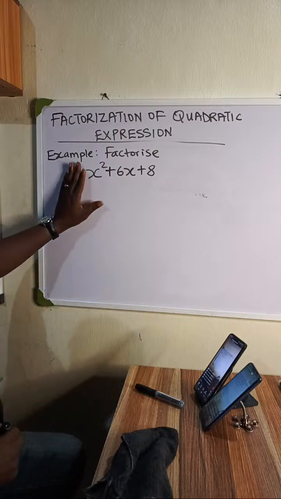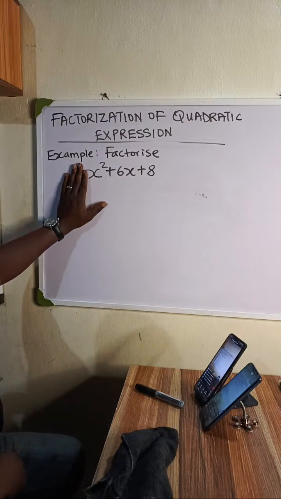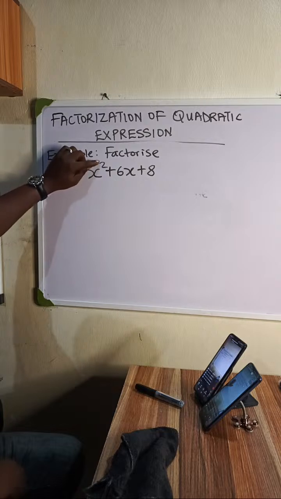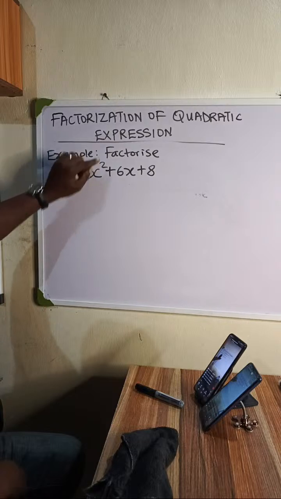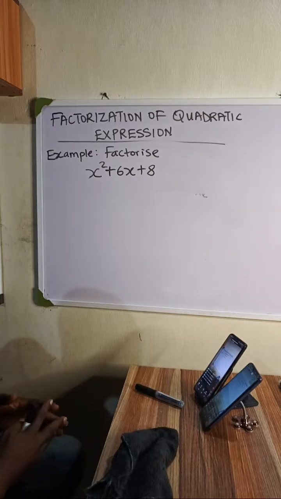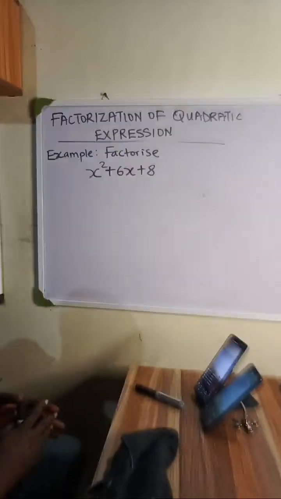So this is a quadratic expression. The reason this is a quadratic expression is that the maximum exponent of the variable is 2. So since the maximum exponent, or the highest exponent, is 2, this is a quadratic expression. So how do we factorize a quadratic expression?